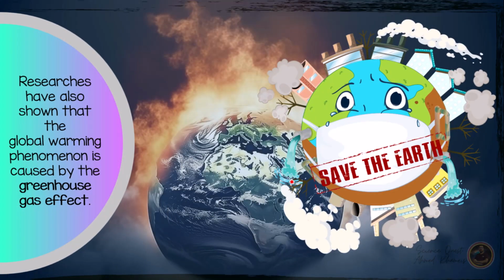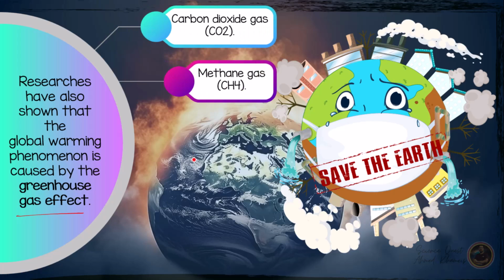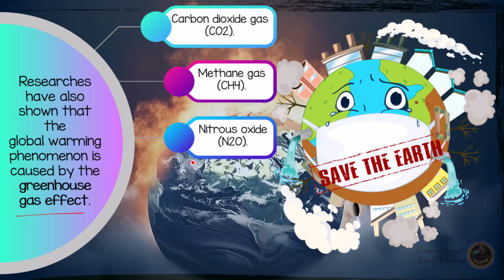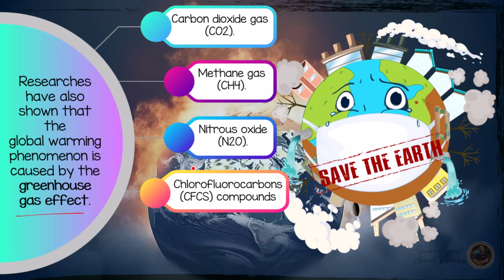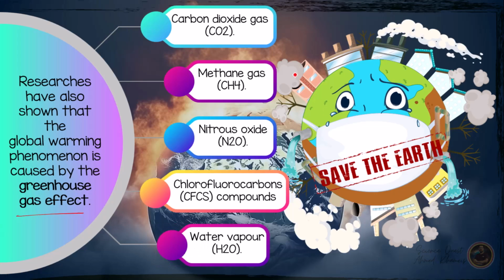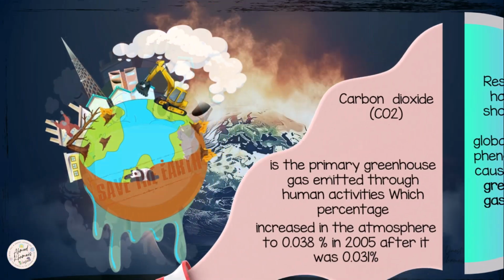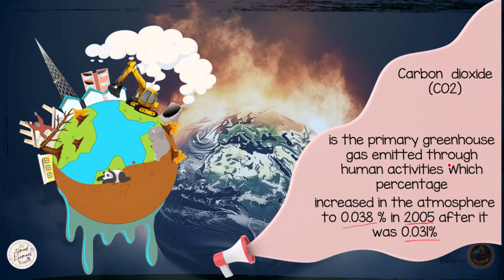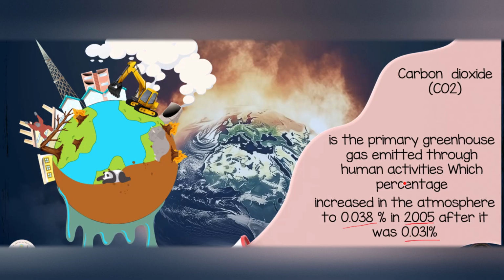So what are the causes of climate change or global warming? It is the greenhouse effect, or the greenhouse gases, which are carbon dioxide, methane gas, nitrous oxide, chlorofluorocarbons or CFCs, and water vapor. And carbon dioxide is the major greenhouse gas trapping the infrared radiation and increasing the Earth's temperature. So carbon dioxide is the primary greenhouse gas emitted by human activity.